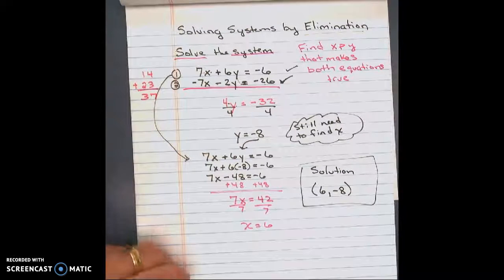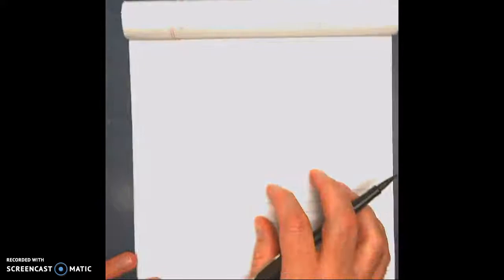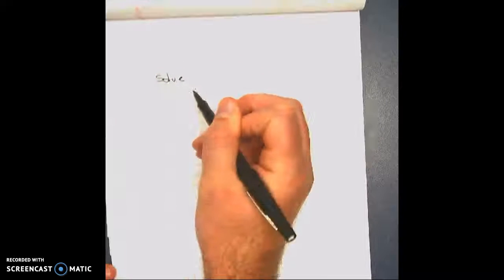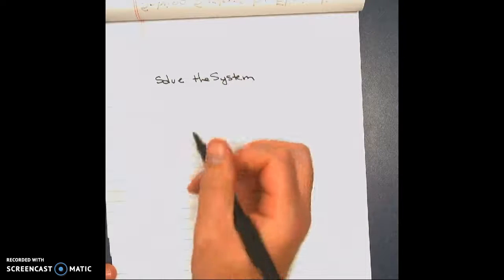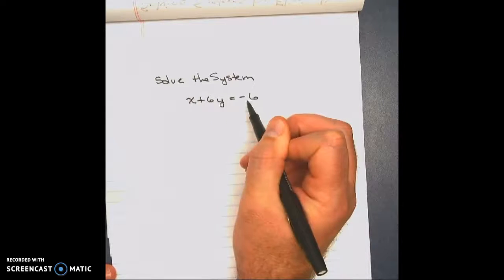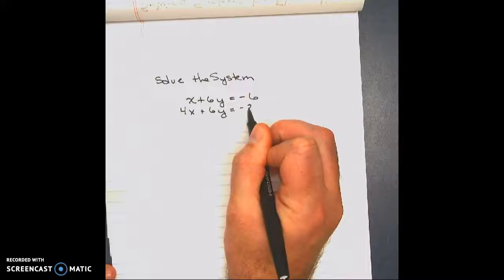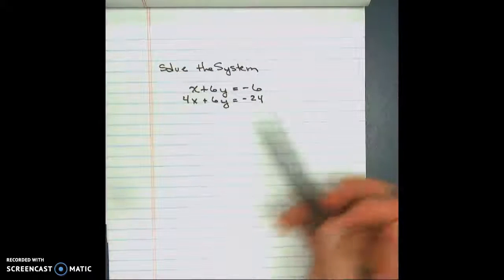Those are pretty basic ones. There's one other type that you might run into, and so I just wanted to show you that. And if you have questions, of course, you can always ask. But let's look at another system that we run into quite a bit. So same directions, solve the system. But this time it's x plus 6y equals -6, and 4x plus 6y equals -24. And the same directions are there, solve the system, which means find the x and y that make both equations true.